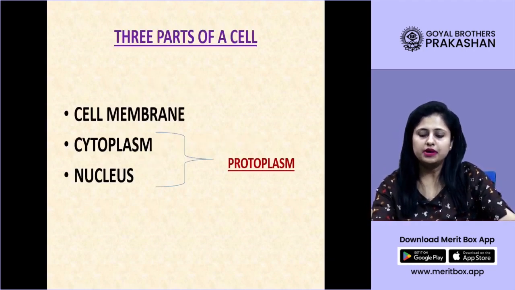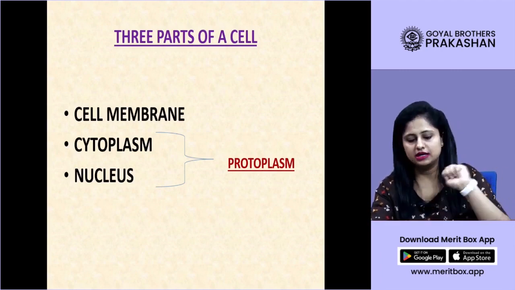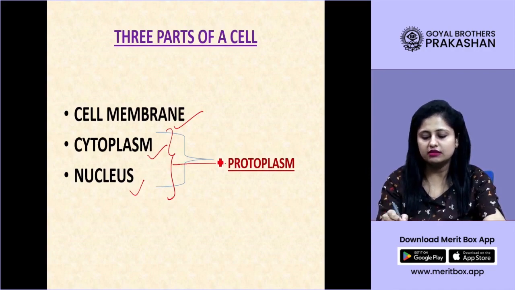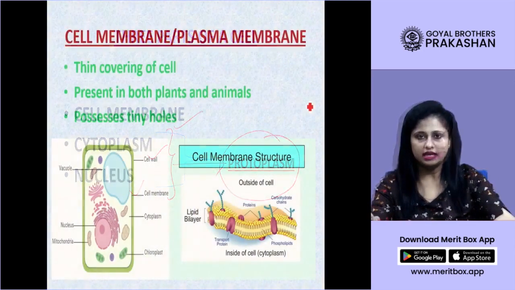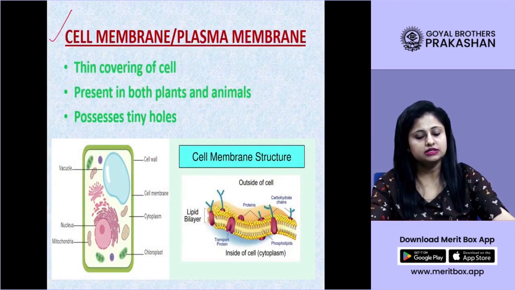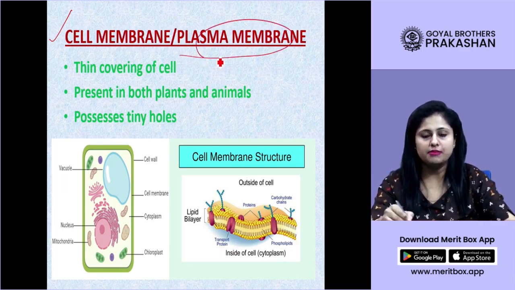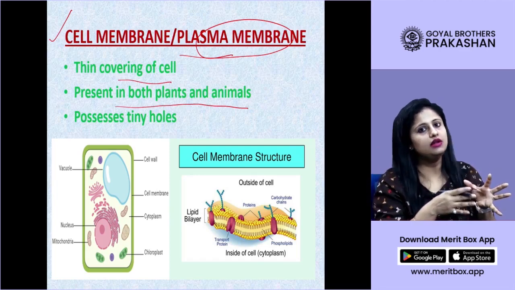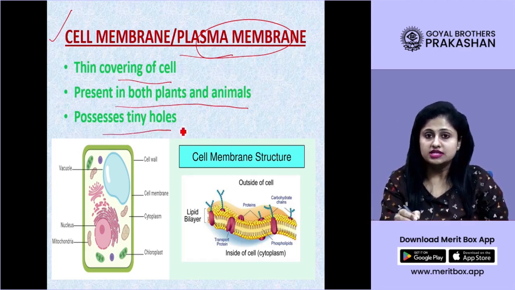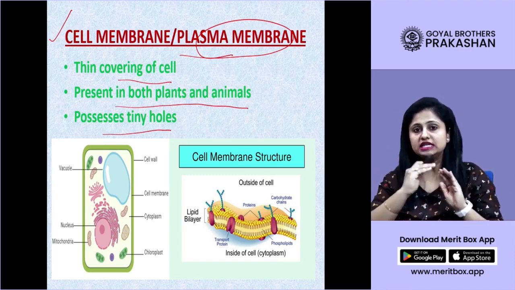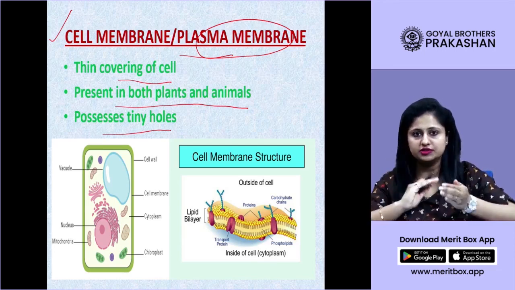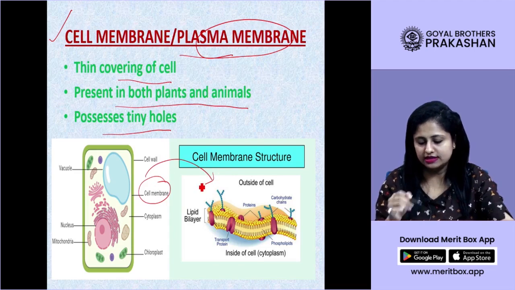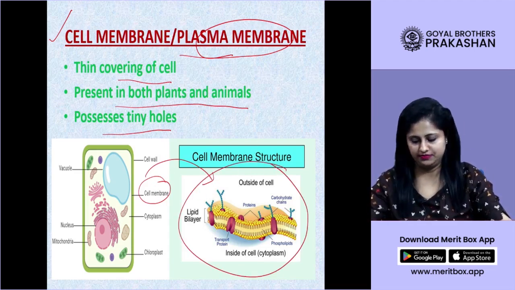Now, come to the parts of a cell. A cell consists of three parts mainly: cell membrane, cytoplasm, and nucleus. Cytoplasm and nucleus together are known as protoplasm. This is the living material. Now, the cell membrane, also known as the plasma membrane. It is the thin covering of a cell. It is present in both plant cells and animal cells. It possesses tiny holes to facilitate the exchange of materials in and out of the cell. This is the cell membrane structure. If you magnify this part, it looks like this. This is the detailed structure of the membrane.